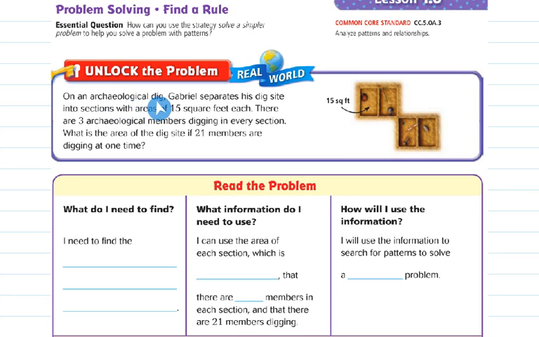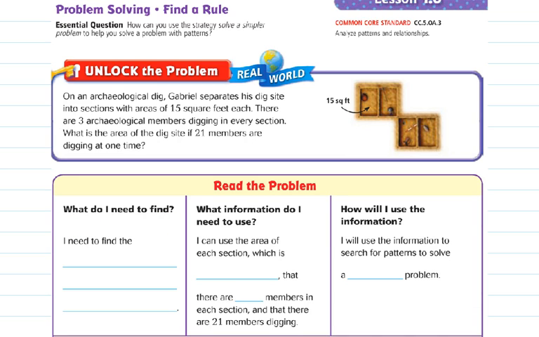An archaeological dig. Gabriel separates his dig site into sections with areas of 15 square feet. There are 3 archaeological members digging in every section. What is the area of the dig site if 21 members are digging at one time? So we read the problem and we're going to answer our questions.